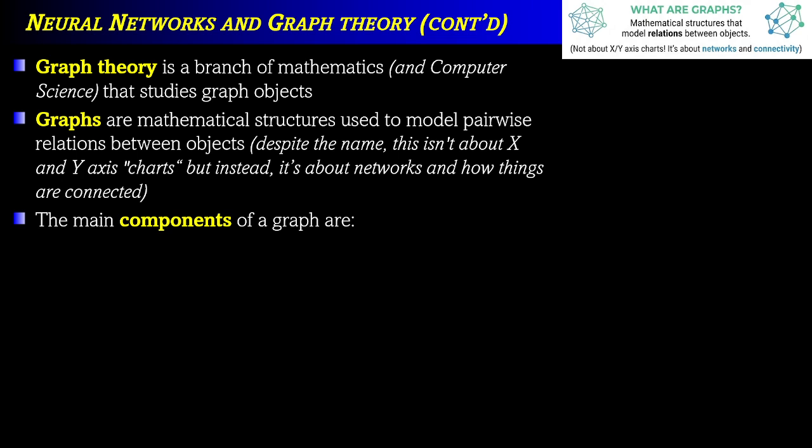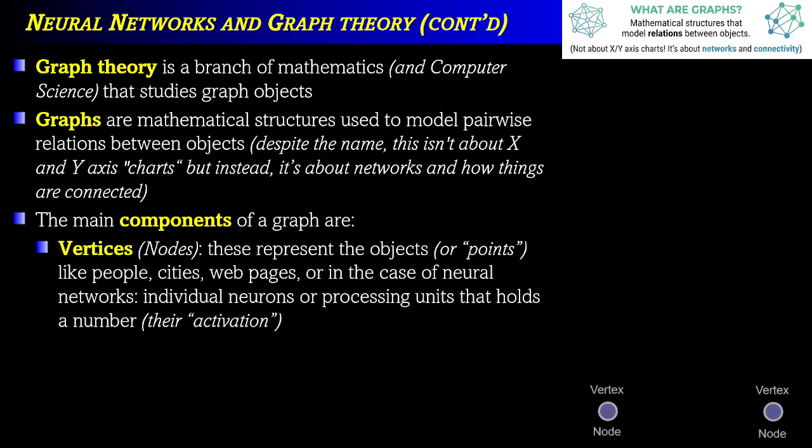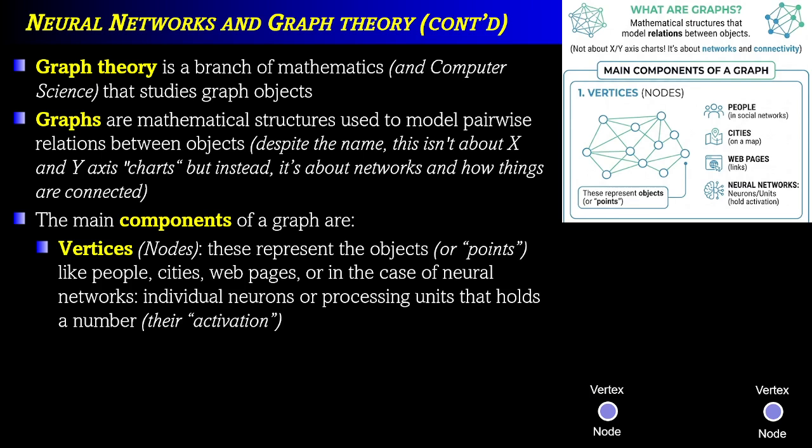But let's look at the components of a graph. We have vertices or nodes. These represent the objects or the points. So this could be representative of things like people in a crowd, or cities on a map, or web pages on the internet, or in the case of neural networks, the individual neurons or processing units that hold that activation number. So the vertices or the nodes represent the objects or the points in the graph.